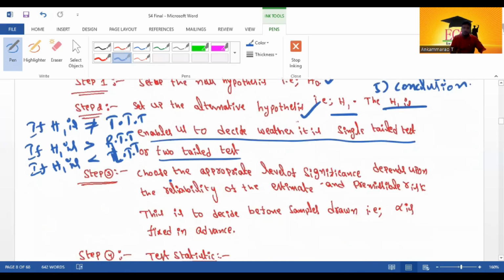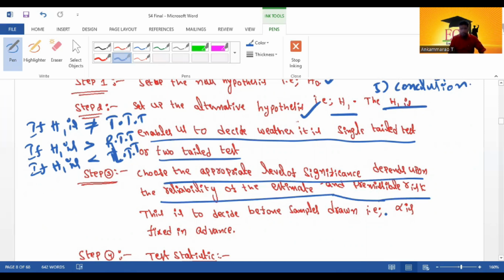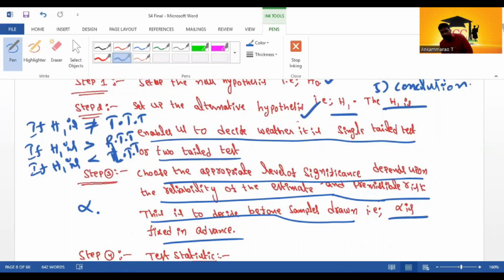Next, step 3 is to choose the appropriate level of significance, which depends on the reliability of the estimate and the permissible risk. This is decided before the samples are drawn. The level of significance alpha is fixed in advance. Already we discussed this in the first part. Alpha is nothing but the probability of type 1 error. So alpha is fixed in advance, either 5% or 1%. In most cases, we take 5%.